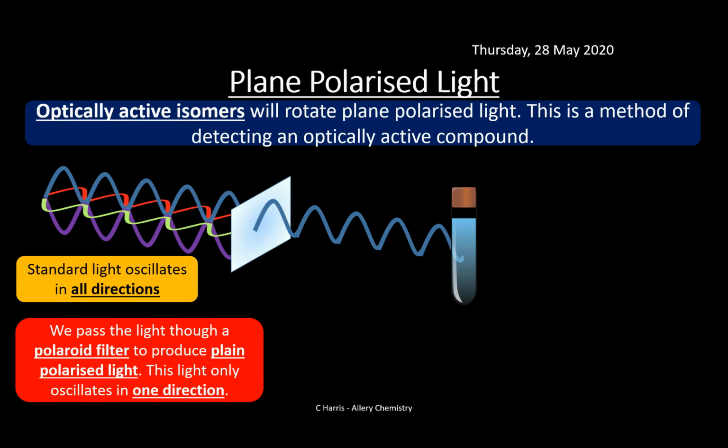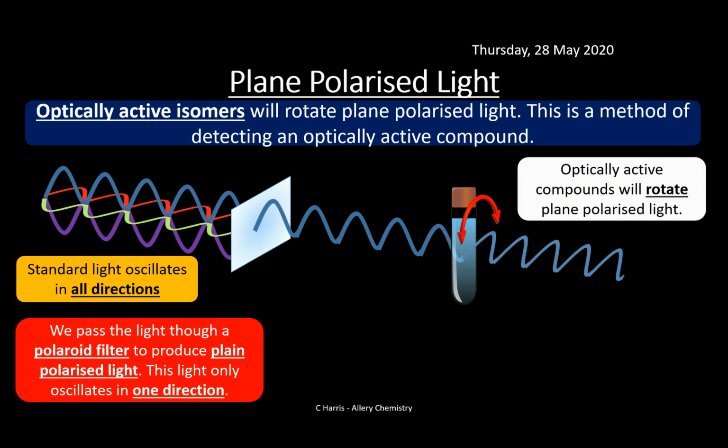Now you can see in that test tube that we have our optically active compound. So we have a substance in there, and what we're going to do is shine the plane polarized light through that optically active compound. If what is in there is optically active, and has a molecule with a chiral center in it, then it'll rotate that plane polarized light. It'll rotate it right, and it can rotate it left as well. So depending on what enantiomer is in there, will depend on if it rotates right or if it rotates left.